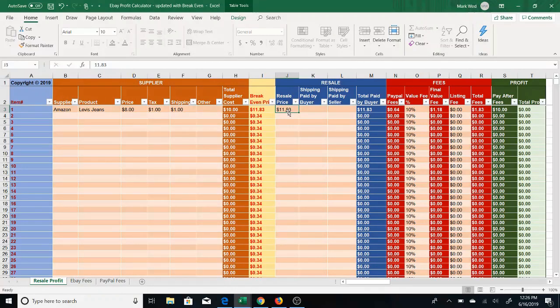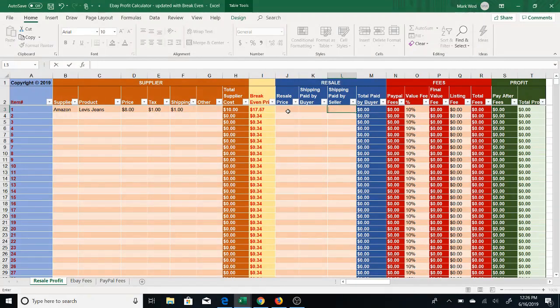However, we also have to consider shipping. If I know that I'm going to pay shipping of $5, my break-even goes up. Right now, my break-even is $17.57 because I have to pay for shipping. That increases my cost.